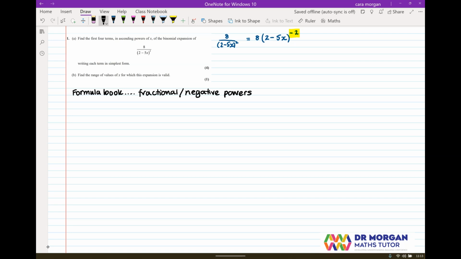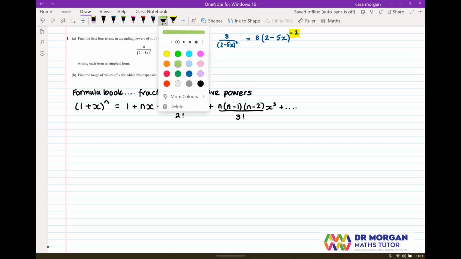Now there is an expansion that's written as (1 add x) to the n, and that suits us really nicely. We're going to write 1 add nx, add n lots of (n minus 1) over 2 factorial, multiplied by x squared, add n lots of (n minus 1)(n minus 2) over 3 factorial, lots of x cubed. And that works for fractional or negative powers. So I think that's definitely the formula that I'm going to be using here.